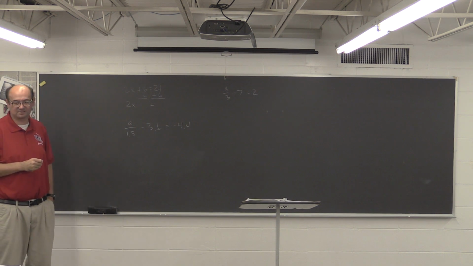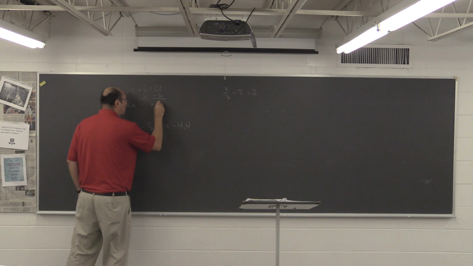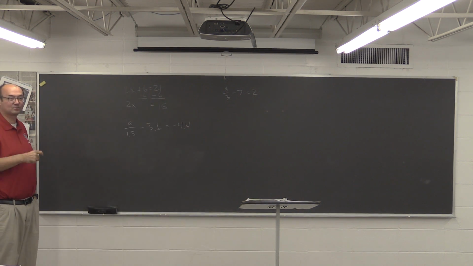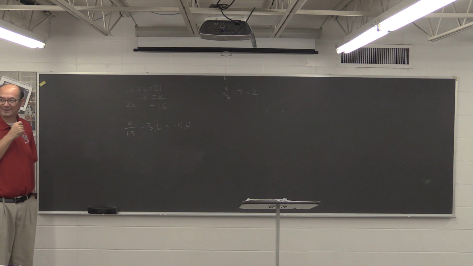21 minus 6, class. 15. Both numbers are opposite signs. We subtract them, we keep the sign of the larger. So we write 15, okay? Now, that's one step. These are called two-step equations, so that means, let's see, we're going to do our second step.